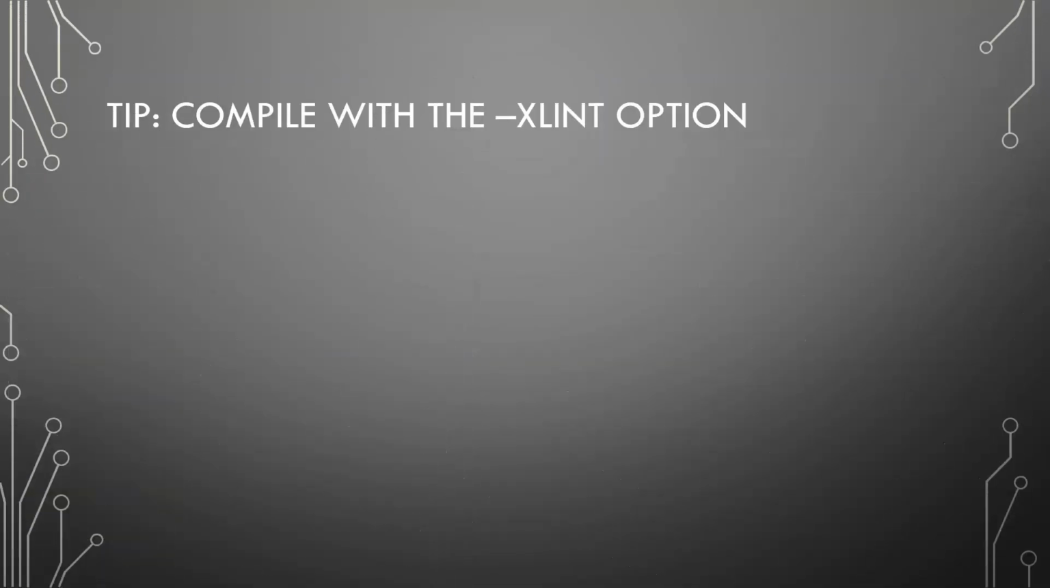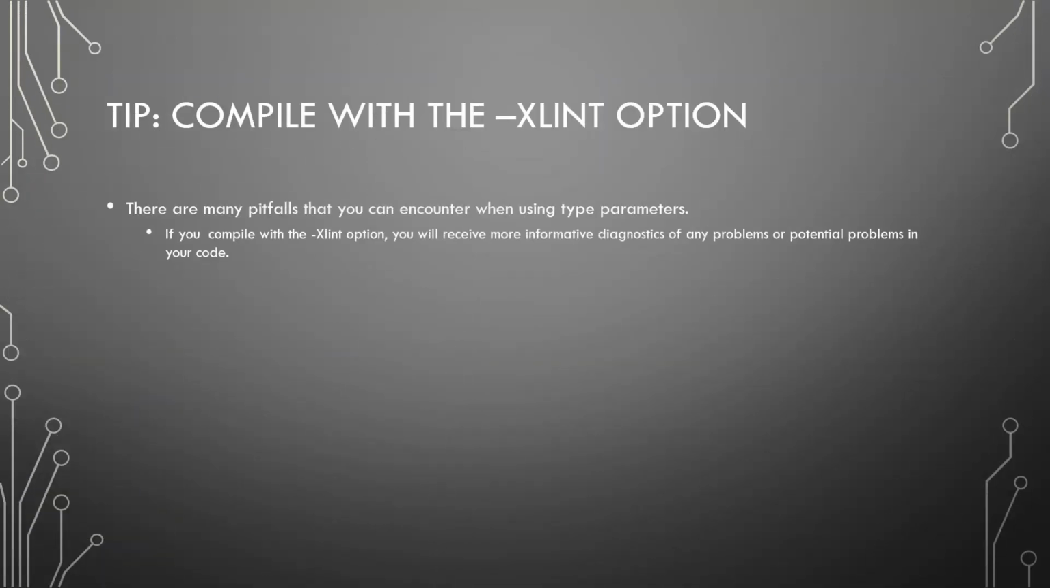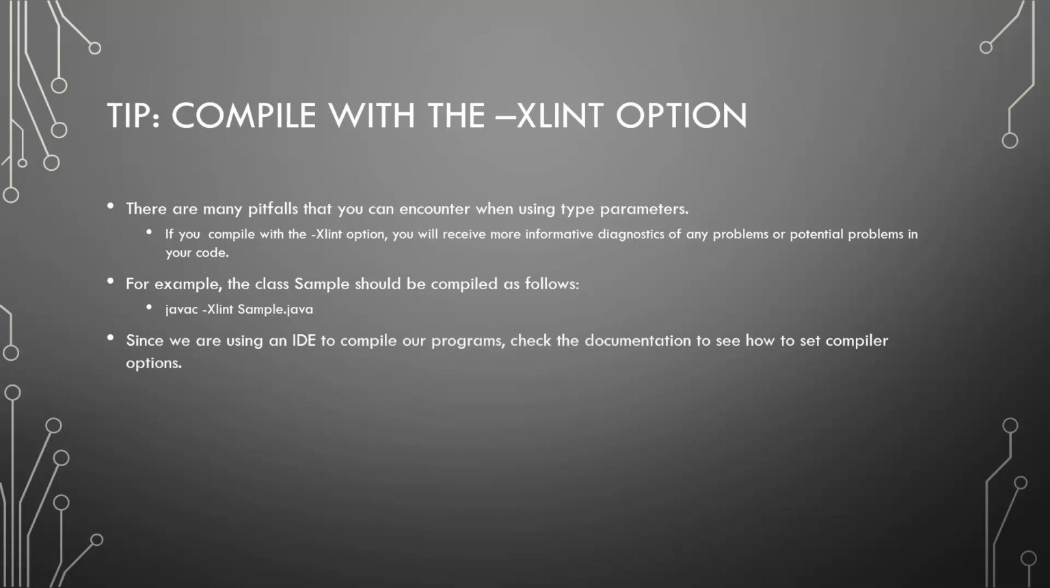All right, here's a quick tip for you. Compile with the -Xlint option. There are many pitfalls that you can encounter when using type parameters. If you compile with the -Xlint option, though, you'll receive a lot more informative diagnostics of any problems or potential problems within your code. So, for example, the class Sample should be compiled as follows: javac -Xlint Sample.java. Now, since we're using an IDE to compile our programs, aka Eclipse, we should always check the documentation to see how the compiler will set those options.